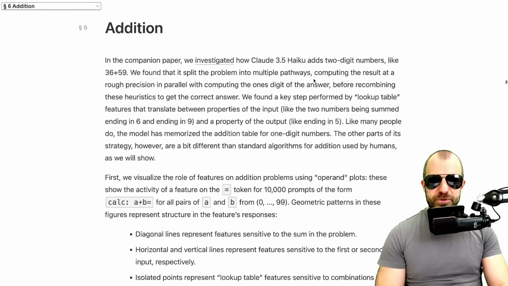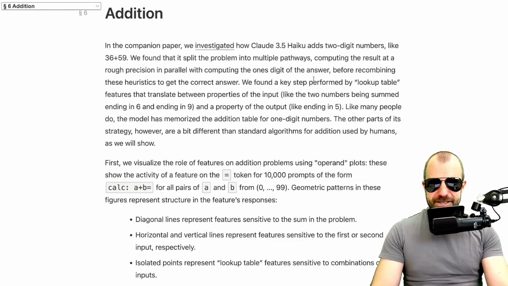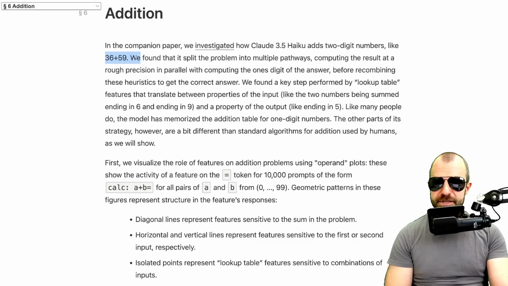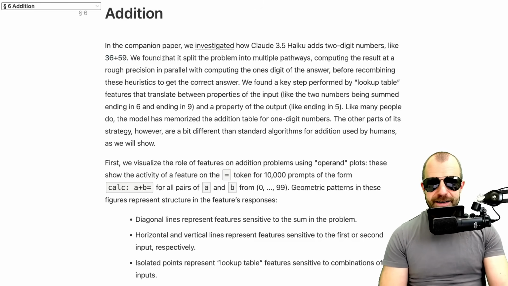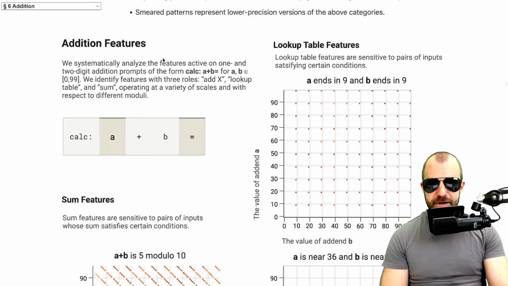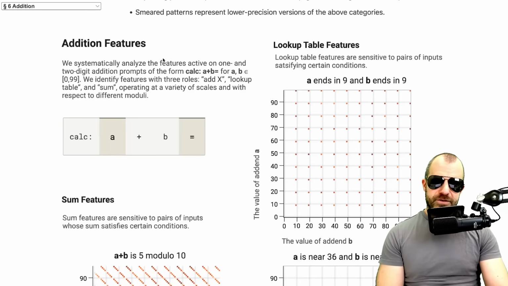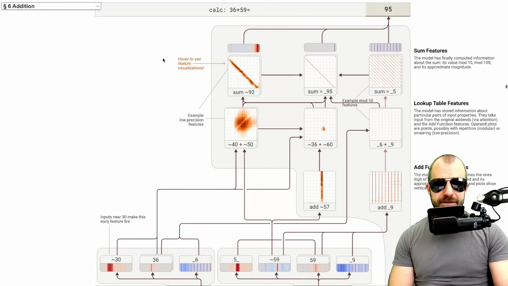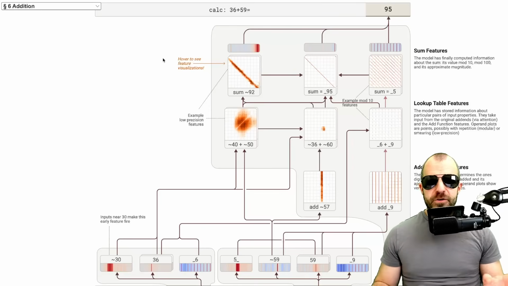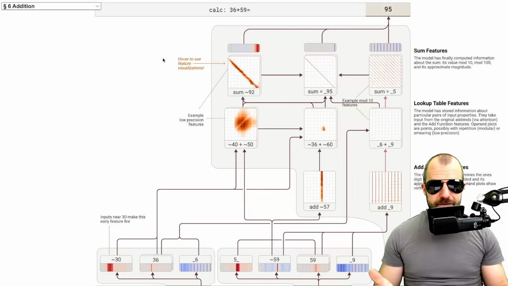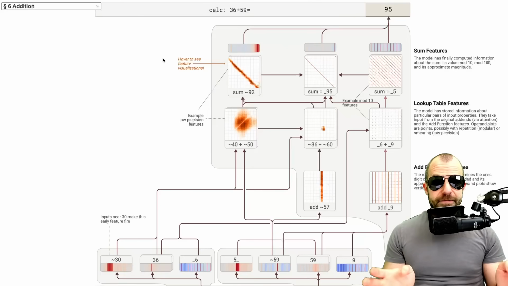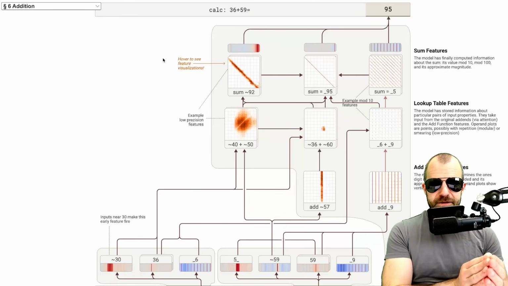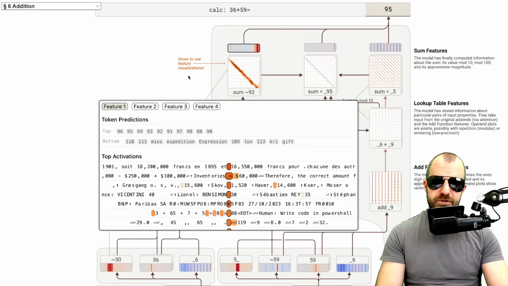Okay, how do models do addition? They say in the companion paper, we investigated how Claude 3.5 Haiku adds 2-digit numbers like 36 plus 59. What's interesting here is that they discover there are multiple pathways activated. So the model doesn't do one single thing. Different features are activated in parallel and then influence one another and are brought together to compute the final answer.